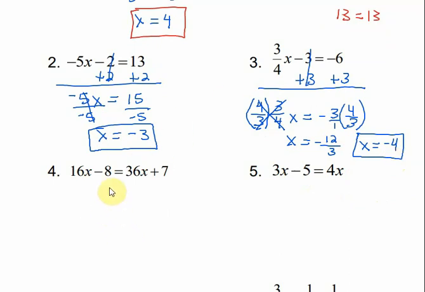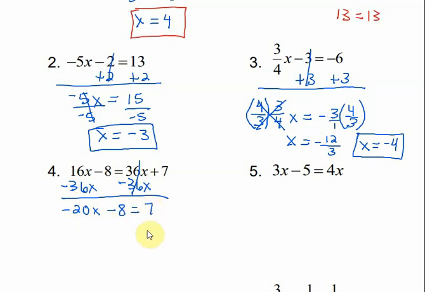Number 4, we have an x on each side and we have a constant on each side. So it doesn't matter which thing we move first. We can move any one of these 4 terms first. It doesn't matter if the x's are on the left or on the right. It doesn't matter if the numbers are on the left or the right. We just need to get the x's on one side and the numbers on the other side. I'm going to subtract 36x from both sides first. But if you wanted to do something else first, that would be okay. All right, so that gives me a negative 20x minus 8 equals 7.